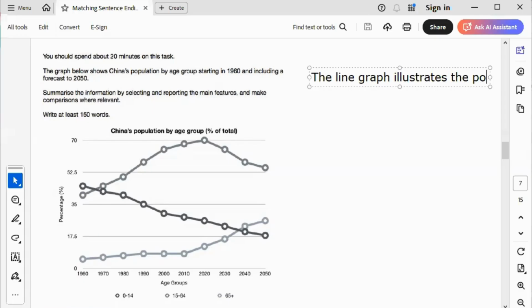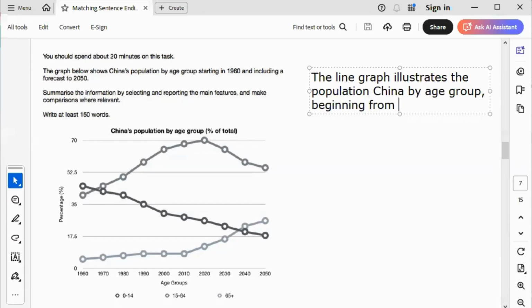Instead of writing shows, I'm going to paraphrase shows and say illustrates the population of China by age group, beginning from 1960 till today, with forecasts until 2050. See my paraphrase. This is my paraphrase of the question prompt. I have paraphrased everything that they wrote here, but I changed some words and did some rearrangements.